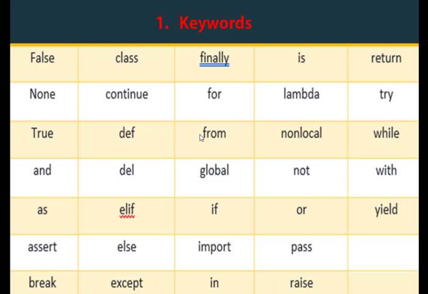Now here is a list of some keywords: False, class, finally, is, return, None, continue, for, lambda, try, def, from. These all are keywords. As you proceed further with learning Python, you will come across these keywords and you will have a better understanding then.